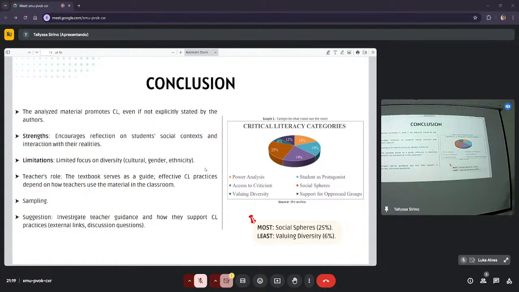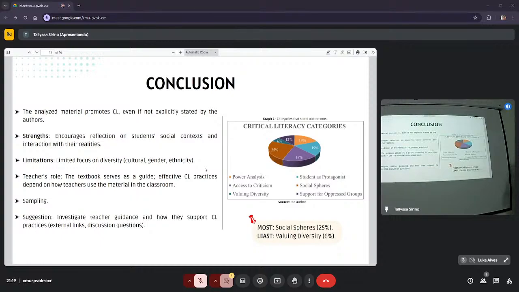So we have this limited focus on diversity, that is, the cultural, the gender, ethnicity, and among others. Once again, the textbook serves only as a guide. That is, it offers the content and the teacher works in the best way, adapting if necessary. So with this in mind, effective critical literacy practices will depend on how teachers use the material in the classroom.